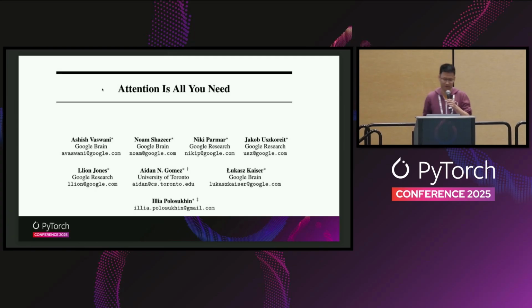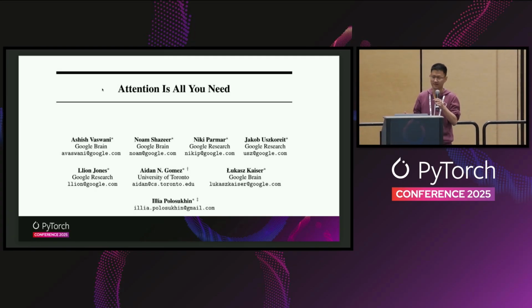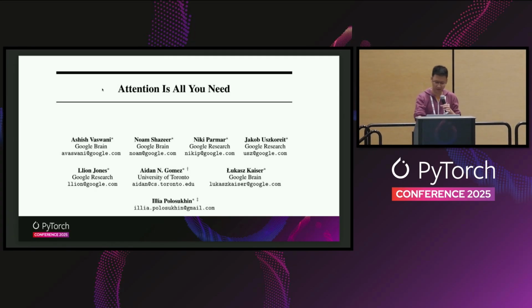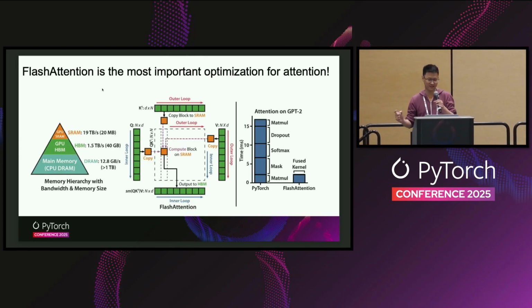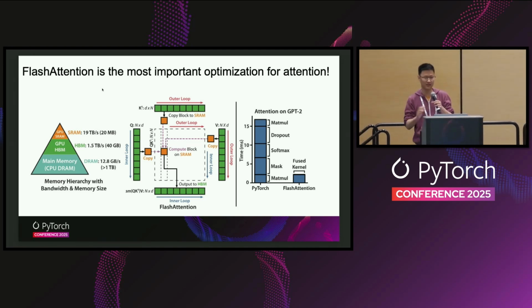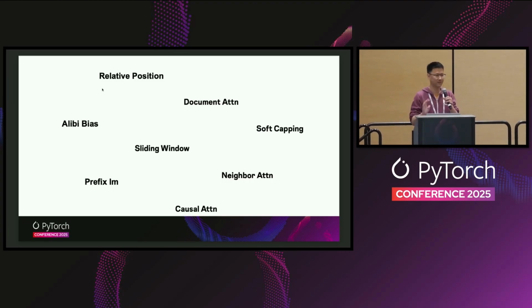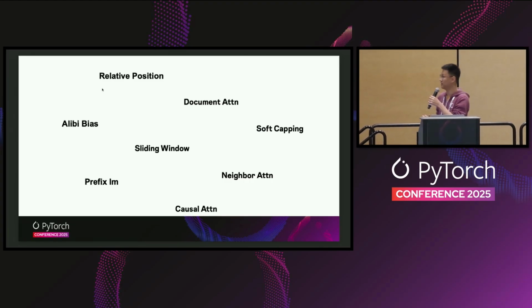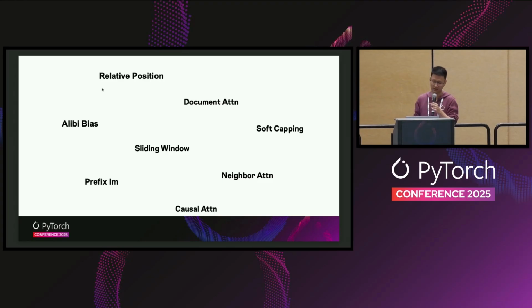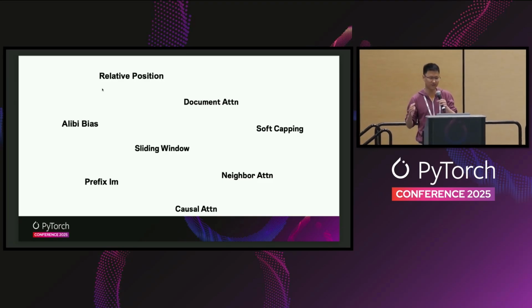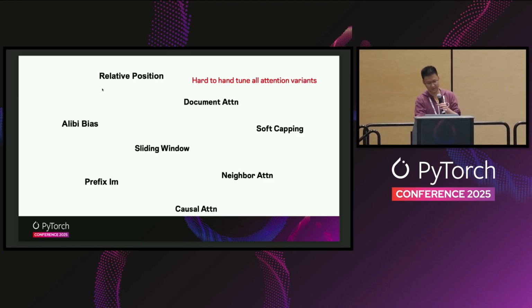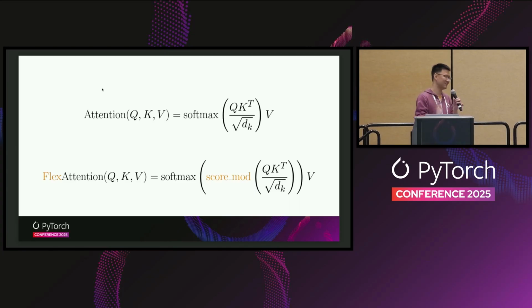So we all know the paper "Attention Is All You Need," right? This becomes even more true over the recent years. And flash attention is the most important optimization for attention. It makes it much faster, and many people use it, right? And because attention is very important, we have many different attention variants, like relative position, document attention, sliding window, etc. It's very hard to write a kernel for every attention variant, right? It's very hard to hand-tune all the variants. That's why we want flex attention.